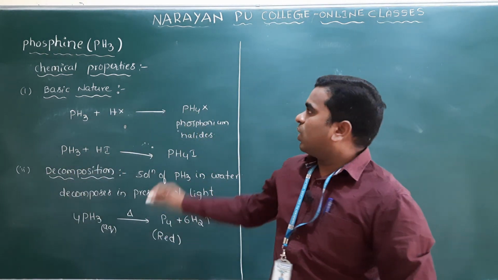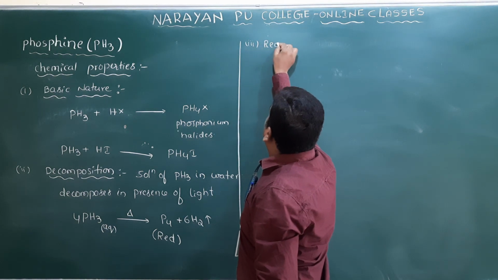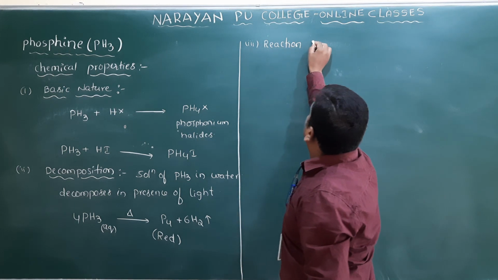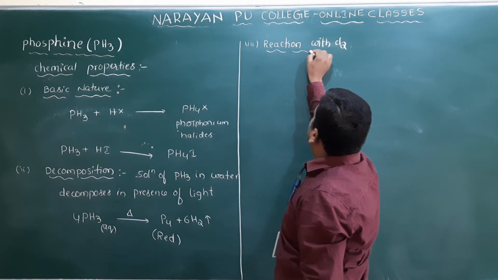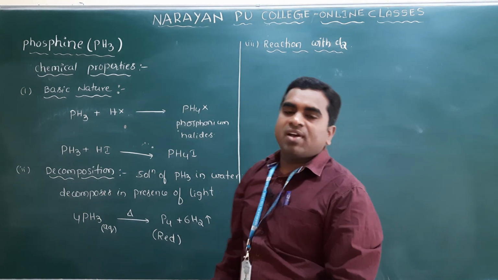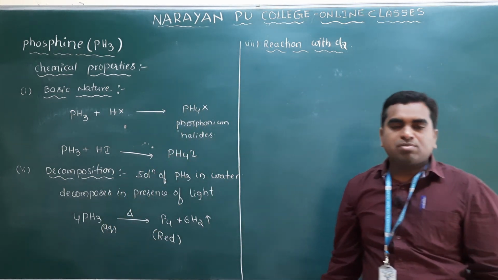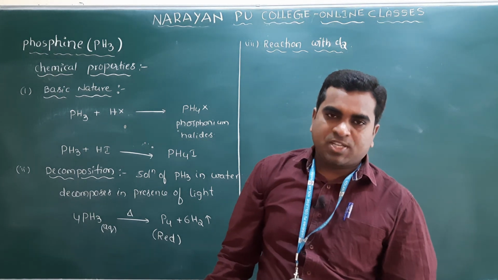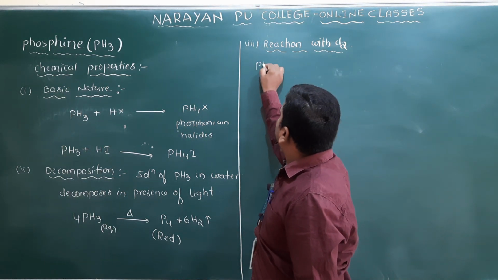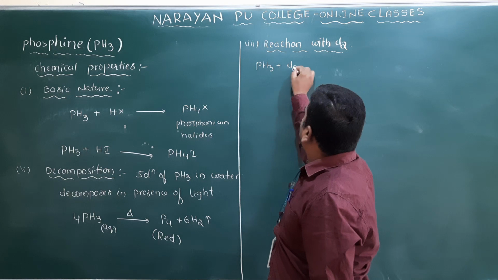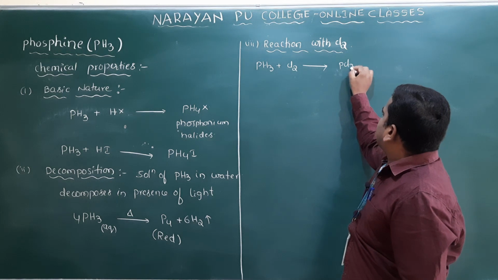So this is the second reaction. Third one is reaction with chlorine. What is the reaction with chlorine? Phosphine, when reacted with chlorine in limited or excess amount, gives the respective phosphorus halides, phosphorus trihalides and phosphorus pentahalides. Simple. Take phosphine and treat it with chlorine. Then what compound will you get? One is phosphorus trichloride.